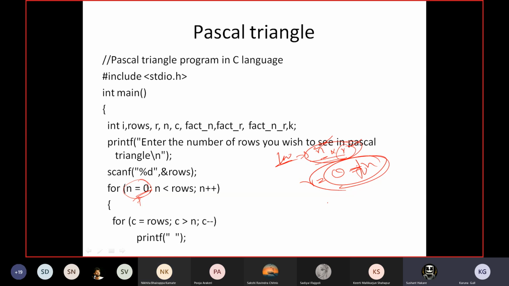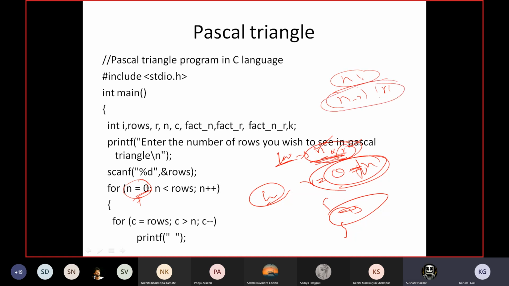Inside this, what is it going to do? This for loop is going to find the coefficients, correct? How do you find the binomial coefficient? You have to find n factorial divided by n minus r factorial into r factorial. So you have to write 3 for loops to find this particular value, to find the nCr value. Agreed? Yes, ma'am.